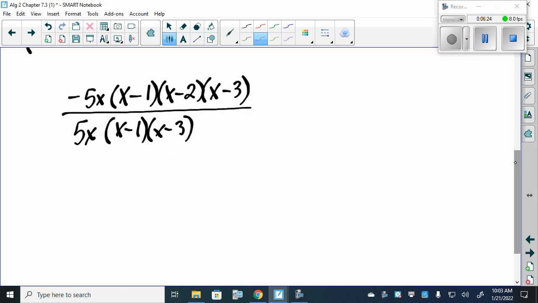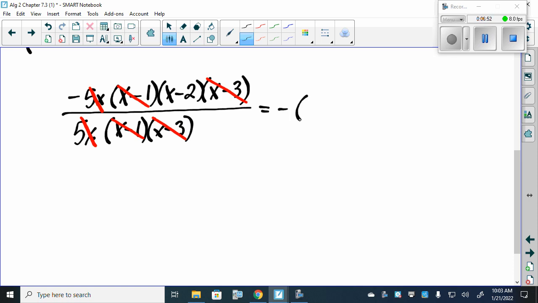Now, what's going to simplify out? X minus 1 and x minus 1. The x minus 3 and x minus 3. Anything else? Now, the 5x and 5x will simplify out, but the negative doesn't. The negative will still be there. So we'll still have the negative.